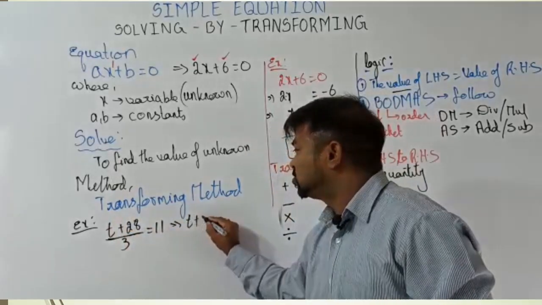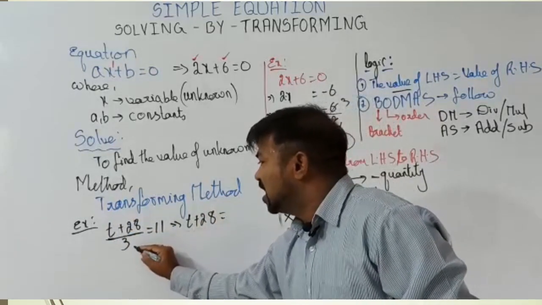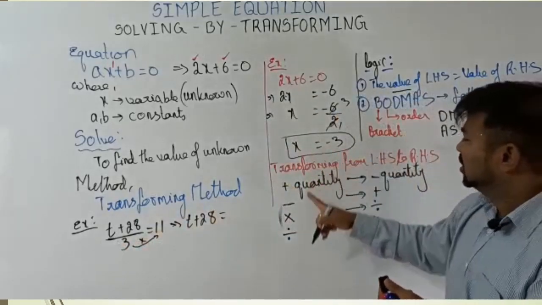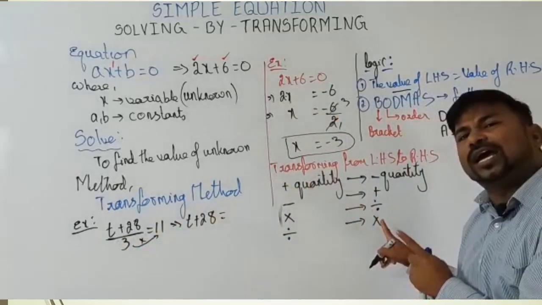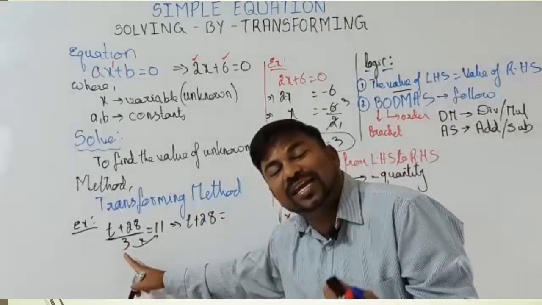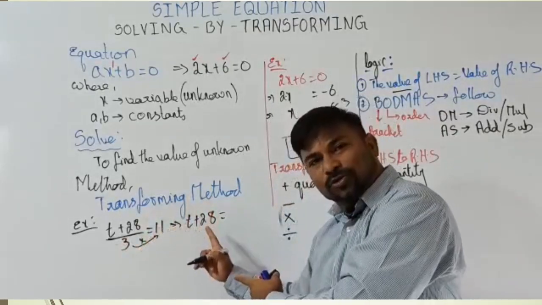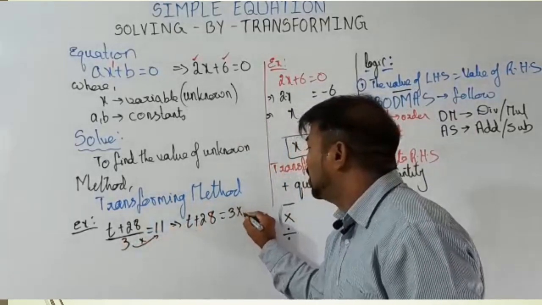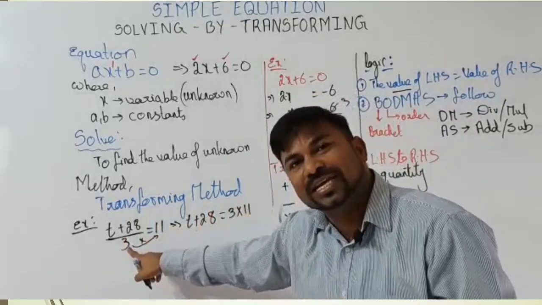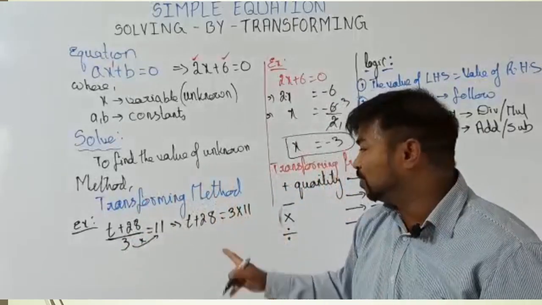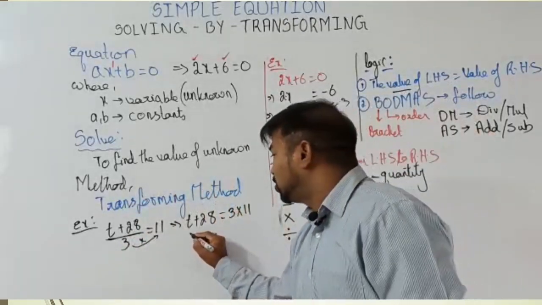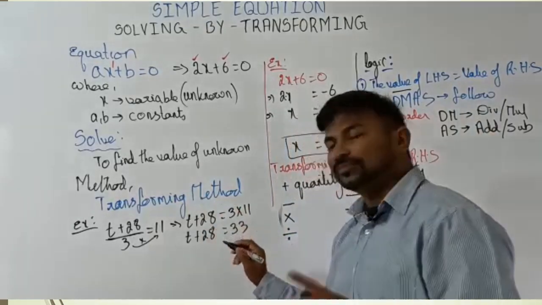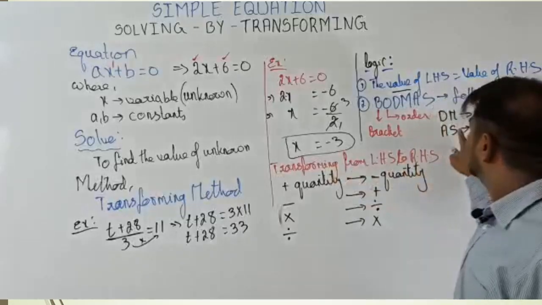So, t + 28 equals, let me multiply. Why? Because of the division: if a division goes to the other side, it becomes multiplication. Here, who is dividing? 3 is dividing. Send it to the other side, and it multiplies. So, 3 into 11. t + 28 equals 33. Now we are done with D and M.